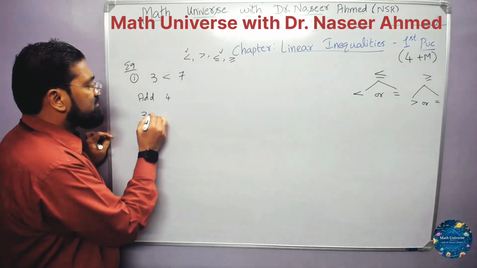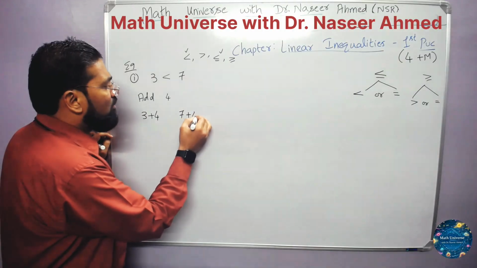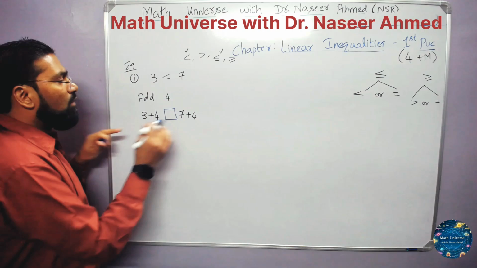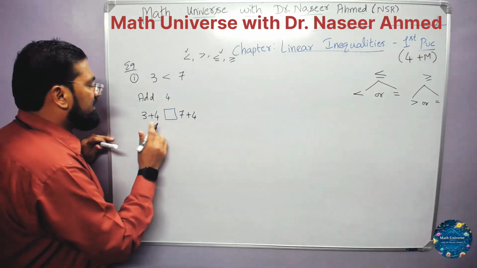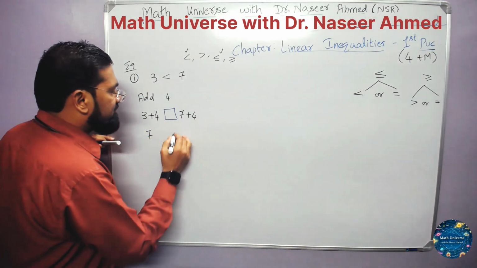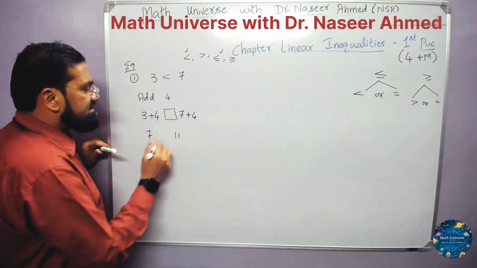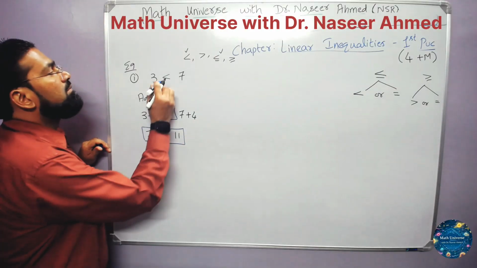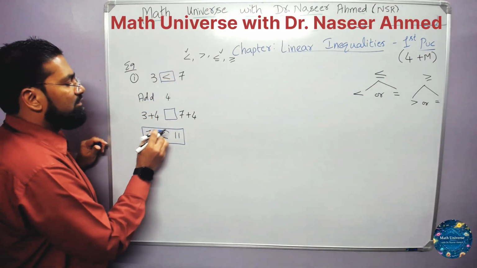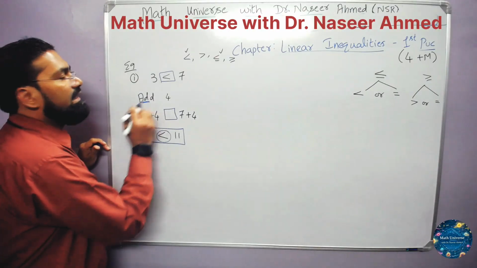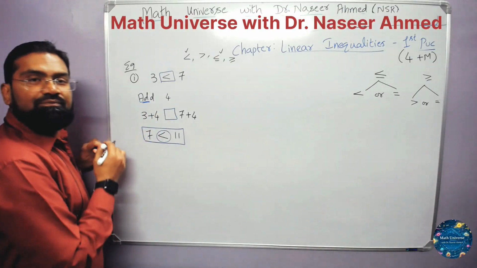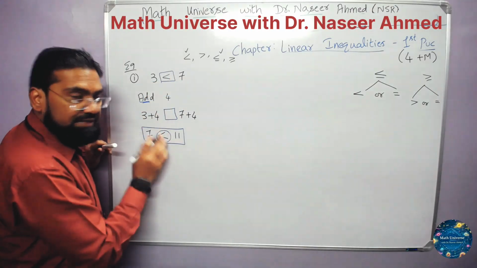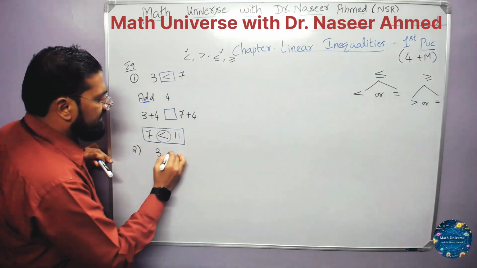See carefully. 3 plus 4, 7 plus 4, and I am not going to write any inequality until I know the value of this. 3 plus 4 is 7. 7 plus 4 is 11. And again, 7 is less than 11. Point number 1: here also less than and here also less than. Nothing but whenever you are adding, the inequality is not changing. Whenever we are adding, the given inequality remains same. Second example: same, I will take 3 less than 7.